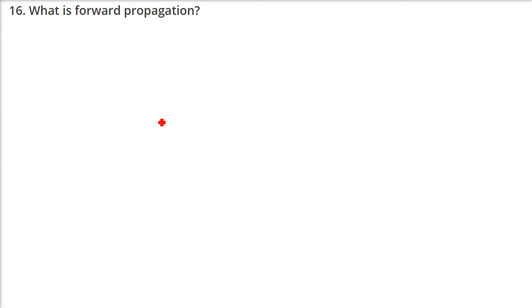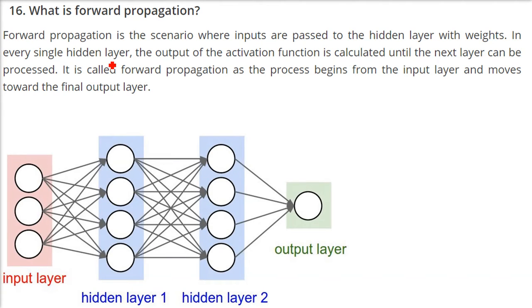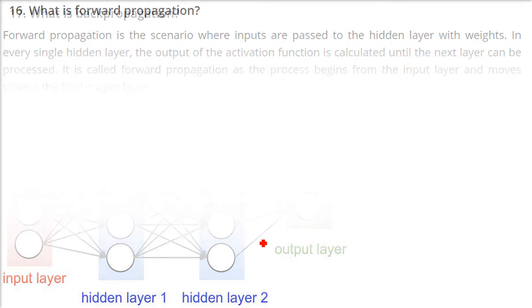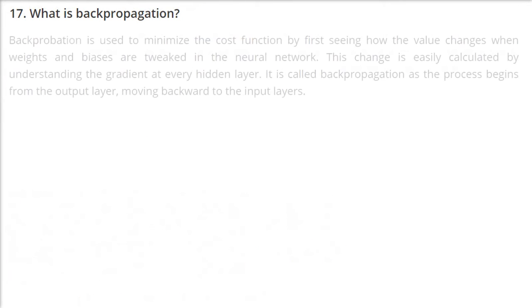What is forward propagation? Forward means going ahead. Propagation means streaming or sending. So forward propagation is the scenario when inputs are passed to the hidden layers with weights. So you have weights here. These are different: the input layer, the output layer, and inside we have the hidden layer. In every single hidden layer, the output of the activation function is calculated until the next layer can be processed. It is called forward propagation, as the process begins from the input layer and moves on and on till it reaches the final output layer. This is forward propagation. The reverse of this is back propagation.